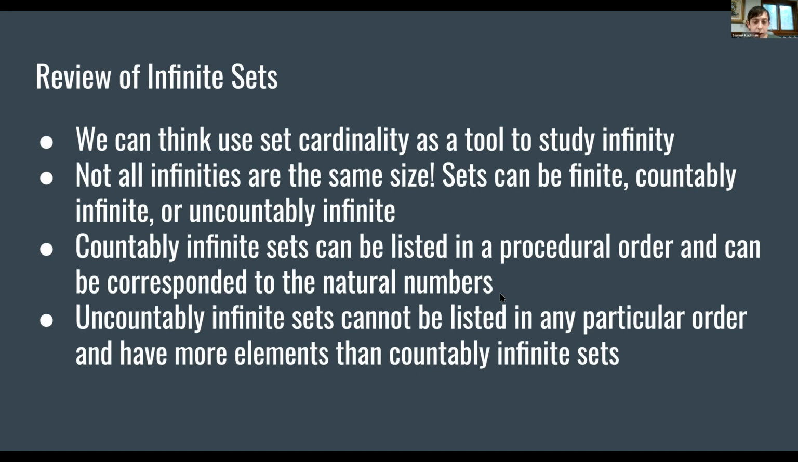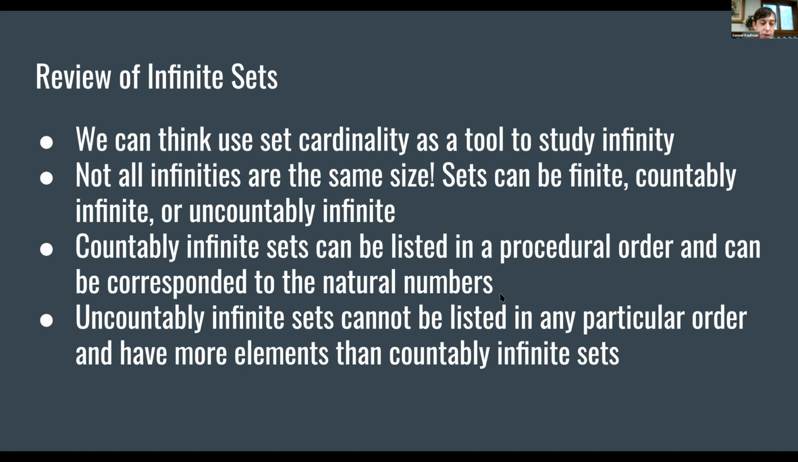Countably infinite sets can be listed in a procedural order. So that means you can come up with a way to write it down in a specific order. And you can correspond countably infinite sets to the natural numbers. And remember, those natural numbers are 0, 1, 2, 3, and so on.